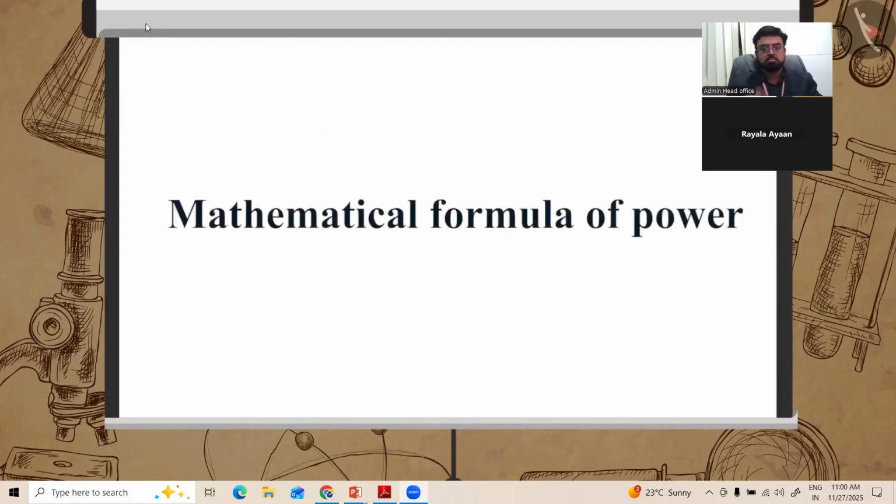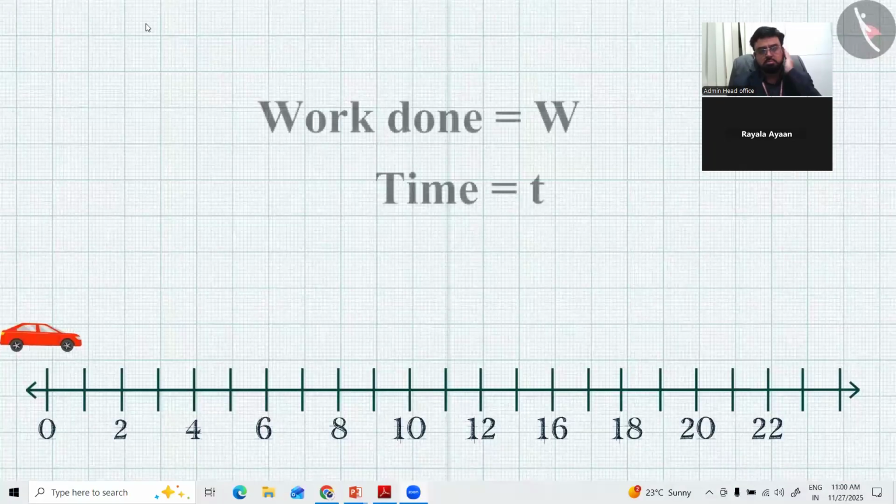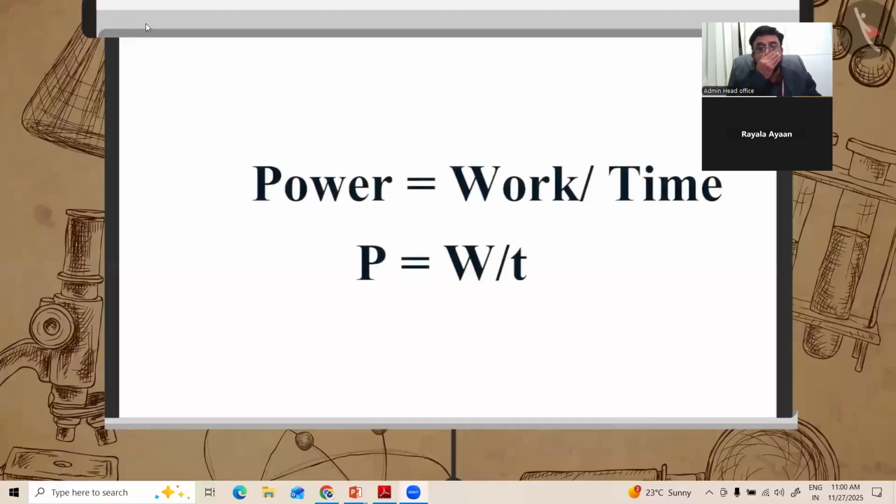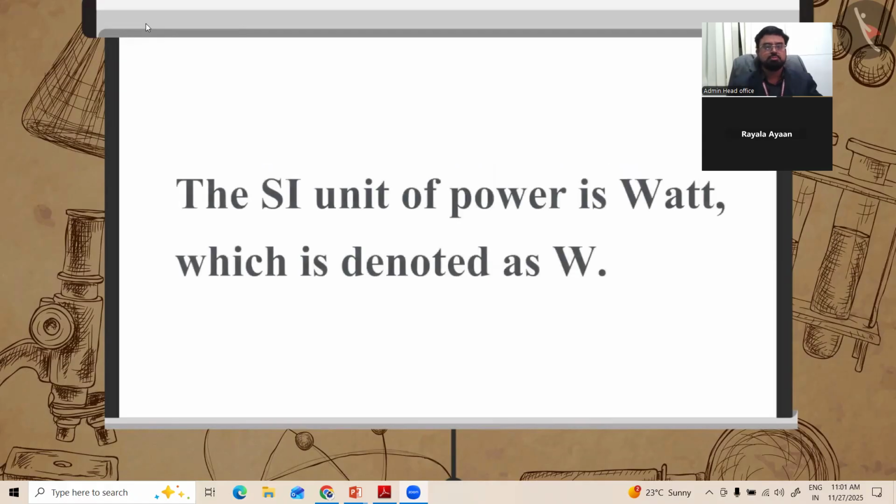Now, let us look at the mathematical formula of power. Let the work done by an object be W in time t. Then power is equal to work upon time. P is equal to W upon t. The SI unit of power is watt, which is denoted as W.